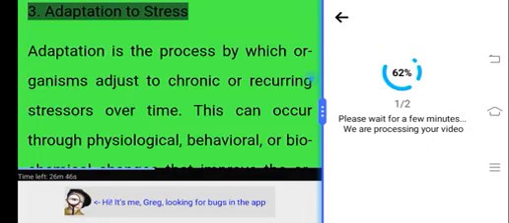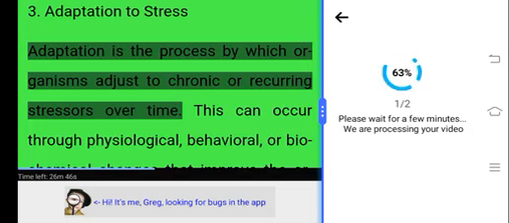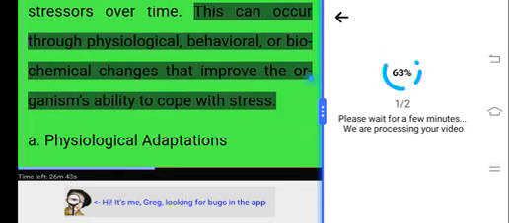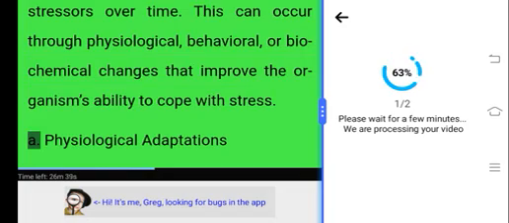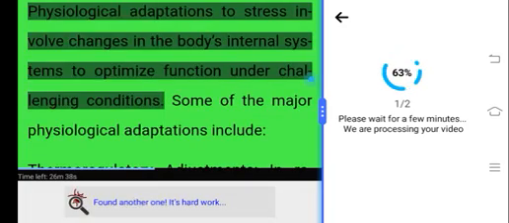3. Adaptation to stress. Adaptation is the process by which organisms adjust to chronic or recurrent stressors over time. This can occur through physiological, behavioral, or biochemical changes that improve the organism's ability to cope with stress. A. Physiological adaptations. Physiological adaptations to stress involve changes in the body's internal systems to optimize function under challenging conditions.